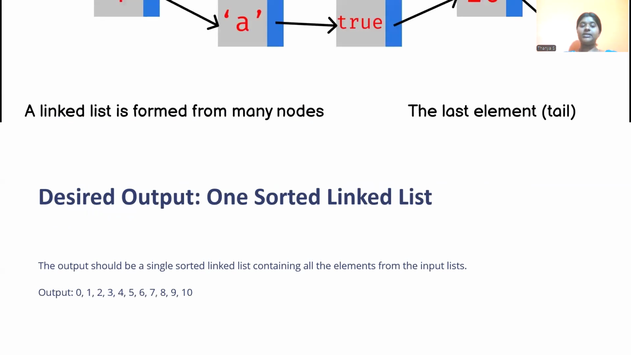Next, a linked list is formed from many nodes. The last element is called the tail. So your desired output is one sorted linked list. The output should be a single sorted linked list containing all the elements from the input lists.